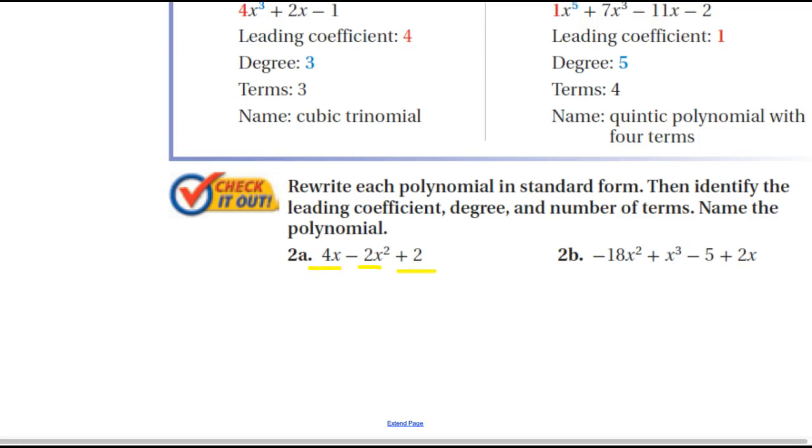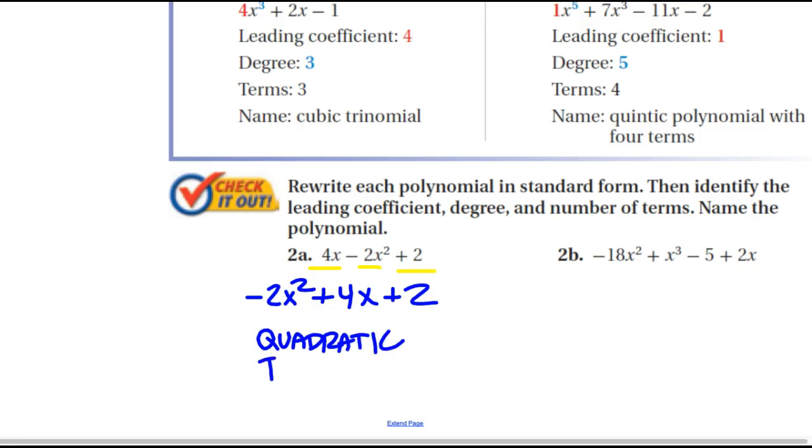Now there are 3 terms, so this is a trinomial. And we want to put the highest degree term first, so that would be negative 2x squared plus 4x plus 2. Okay, that's in standard form, so you would always say the degree first. That is a quadratic, because it is second degree, and there are 3 terms, so it is a trinomial.